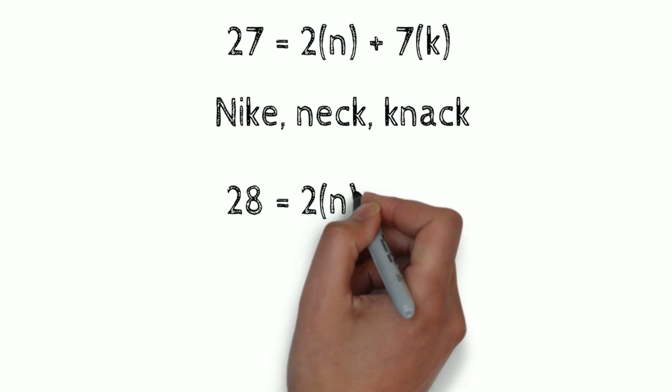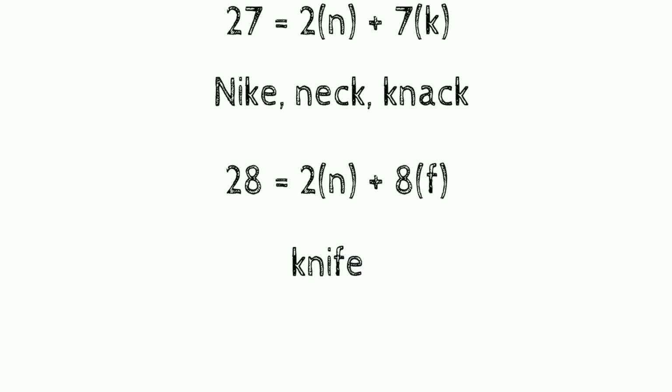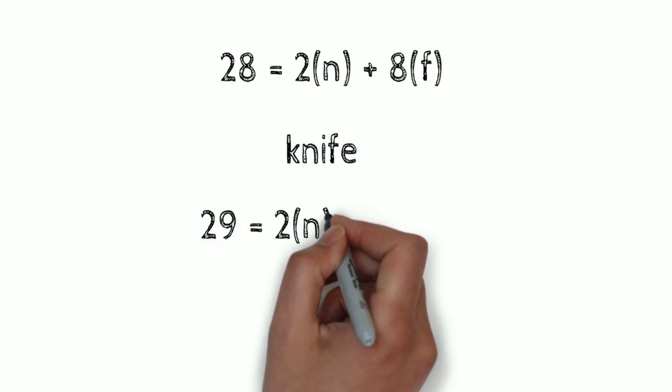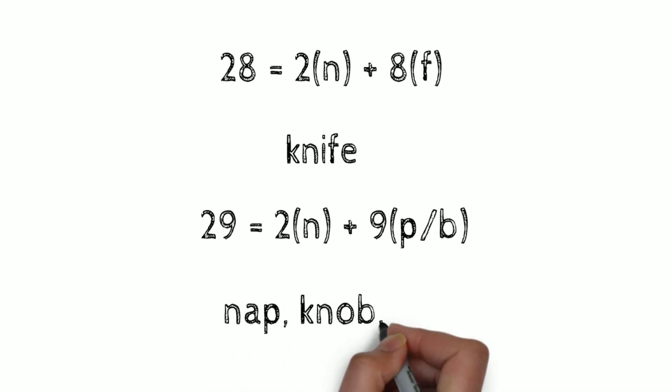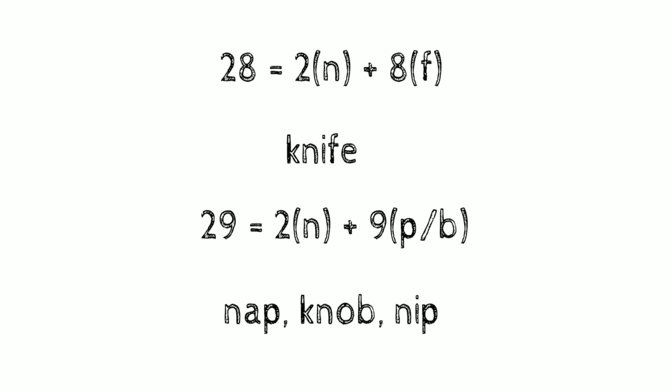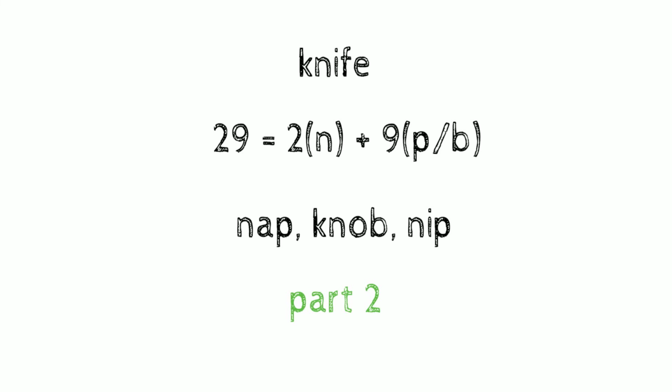For 28, the sounds N and F represent it. A word like knife can be used. And finally, for number 29, the sounds N for number 2 and P or B for number 9 represent it. You can use words like nap, knob, and nip to associate the number 29 to them. So that's how you come up with your own peg list for numbers 20 to 29. To learn more about the rules of the measure method, head over to part 2 of this series. You'll learn why we ignore double or silent letters in our peg words.